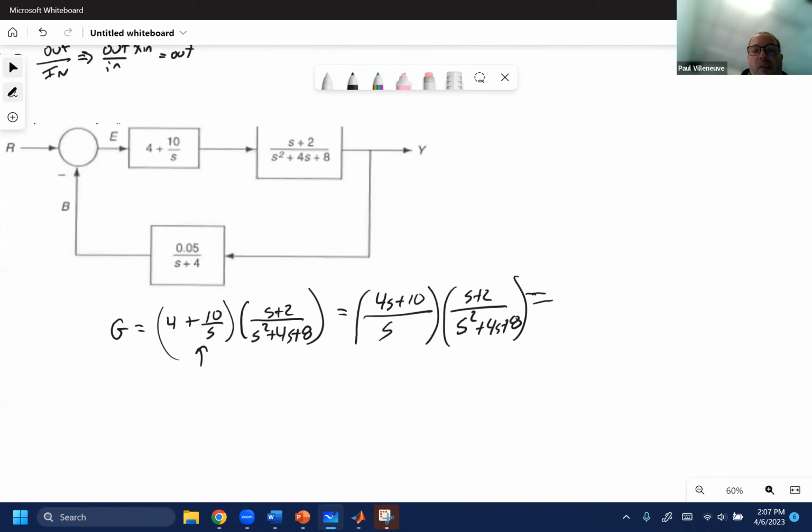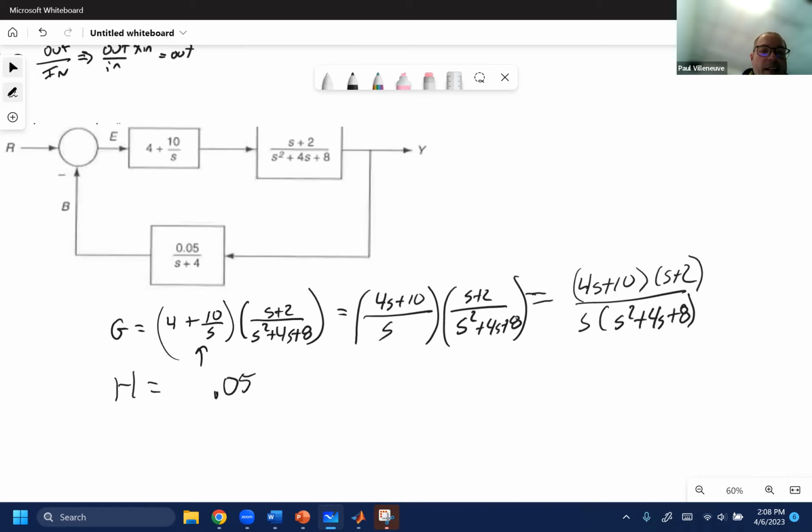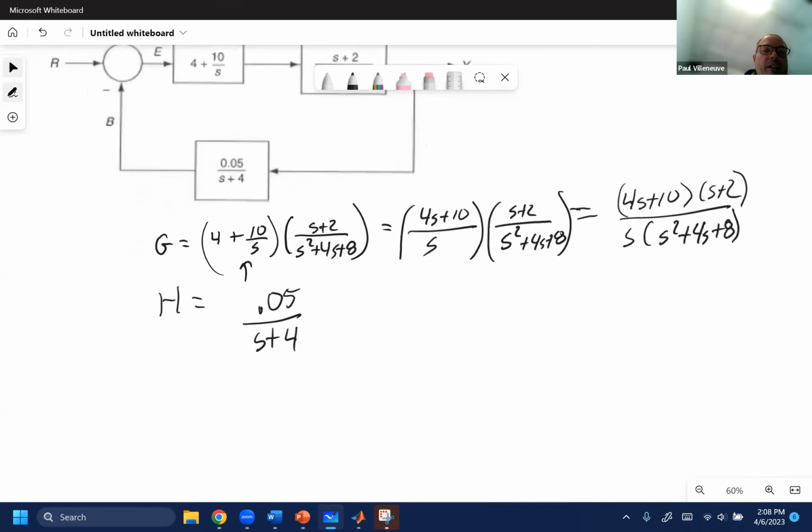Or not one block, but one simplified expression. We have 4S plus 10 times S plus 2 all over S times S squared plus 4S plus 8. That is our feed forward gain for this particular system. Now our feedback one is just equal to 0.05 over S plus 4. Our open loop transfer function.